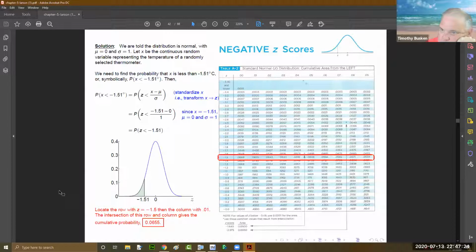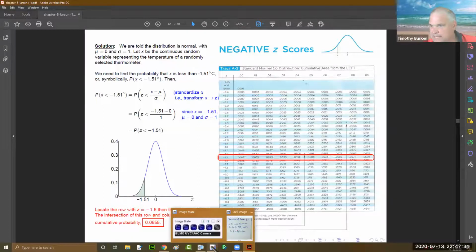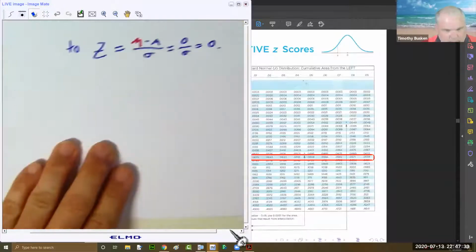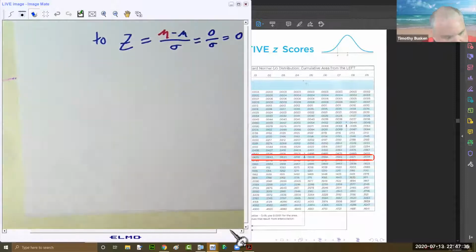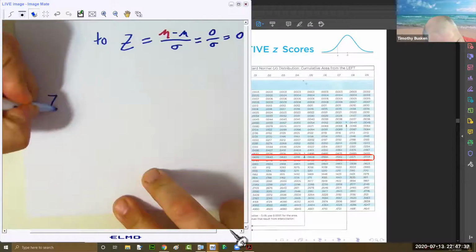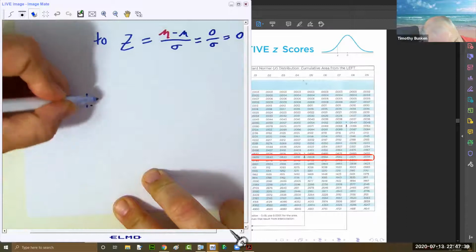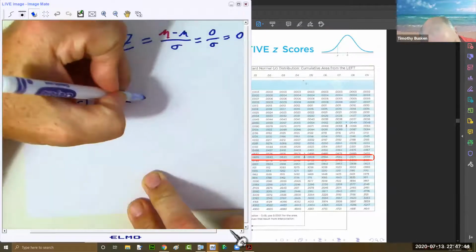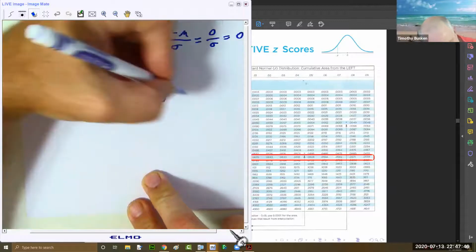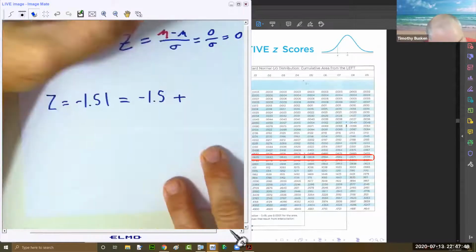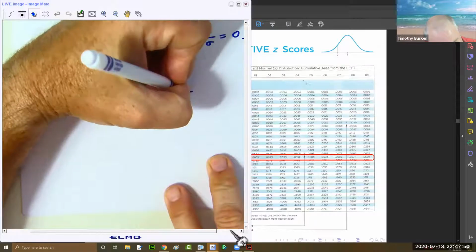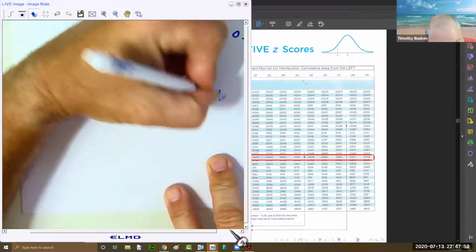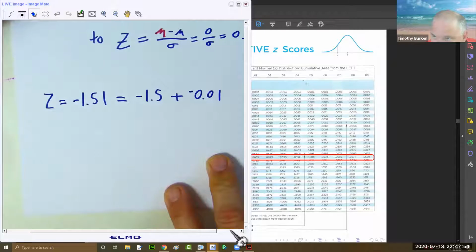So we locate the row. What we're going to do is take that z-score and split it up into two pieces. We're going to split this up into negative 1.5 plus negative 0.01. So this is a true statement.